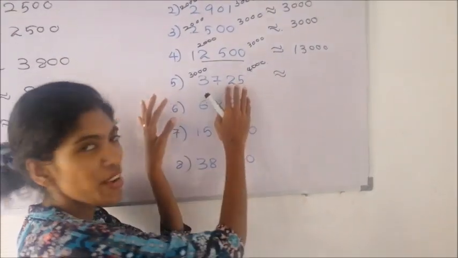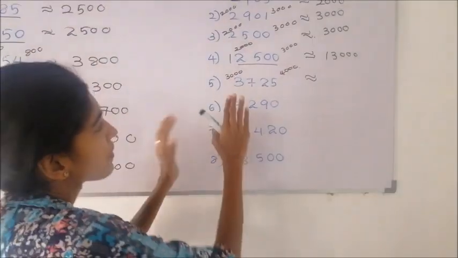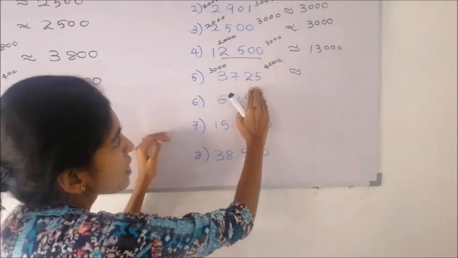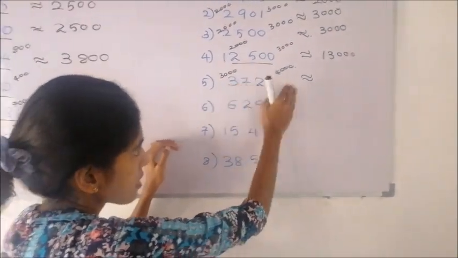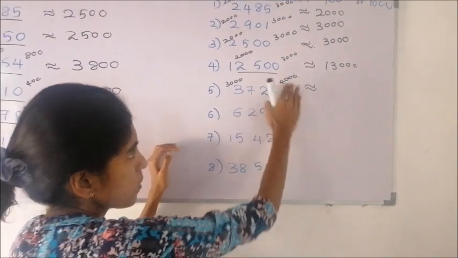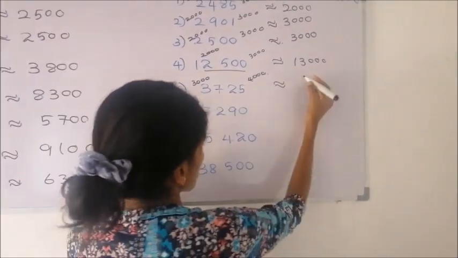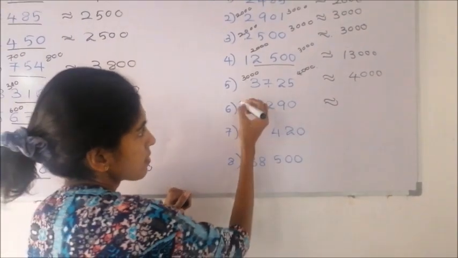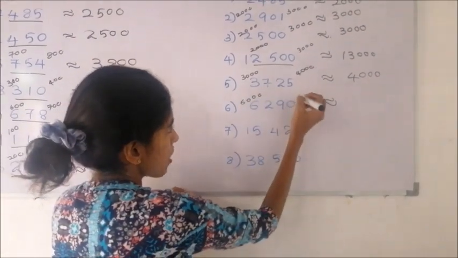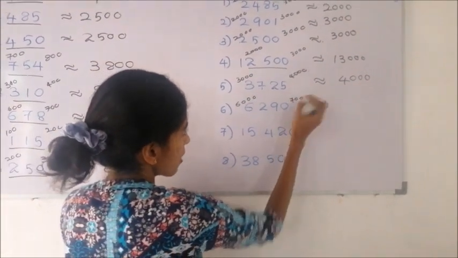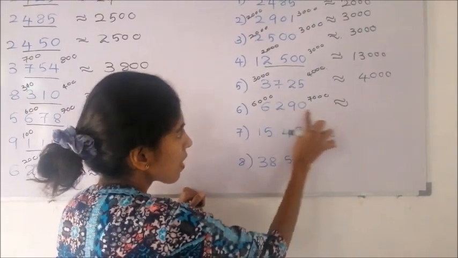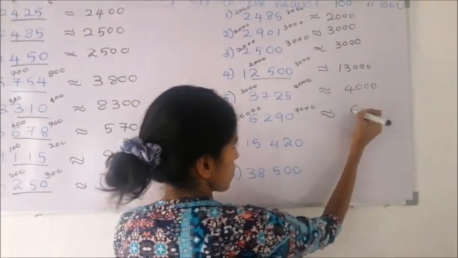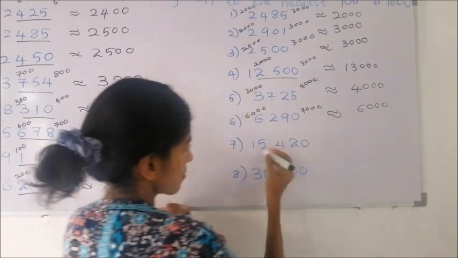Okay children, we stop from here, right? Okay, this 3725 is in between 3000 and 4000, and it's very close to 4000, so we will write the answer as 4000. Next, this number is in between 6000 and 7000, and when we consider 6290, it's closer to 6000.